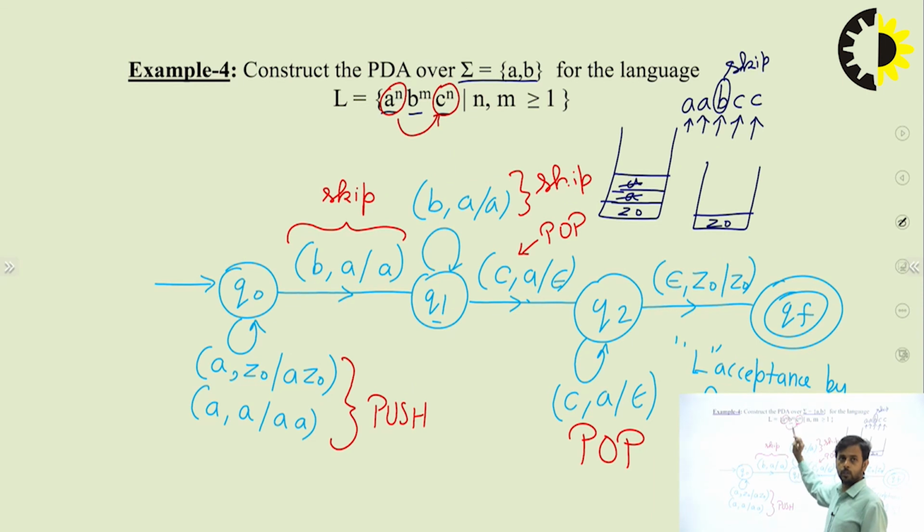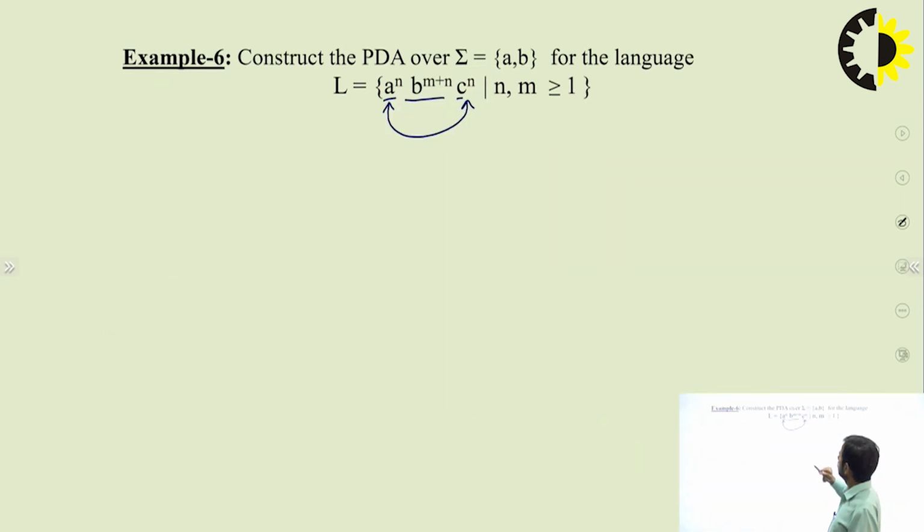So we will change this one, that A raised to power m, B raised to power m plus n and C raised to power n. It means number of A and C equal to number of B. Number of A and C equal to number of B. So how will we construct the PDA for that?